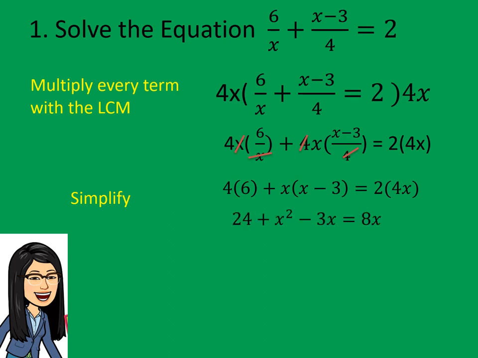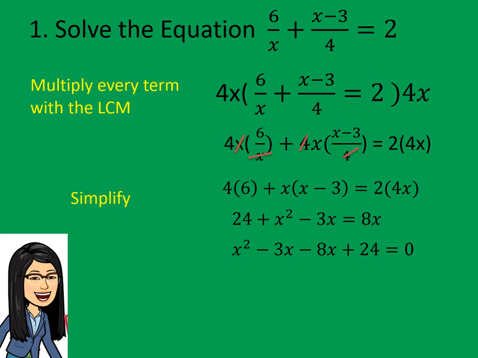4 times 6 is equal to 24. Then by distributive property, x times x is equal to x squared. And x times negative 3 is equal to negative 3x. Then the right side, 2 times 4x is 8x. By applying addition property of equality, we will have x squared minus 3x minus 8x plus 24.